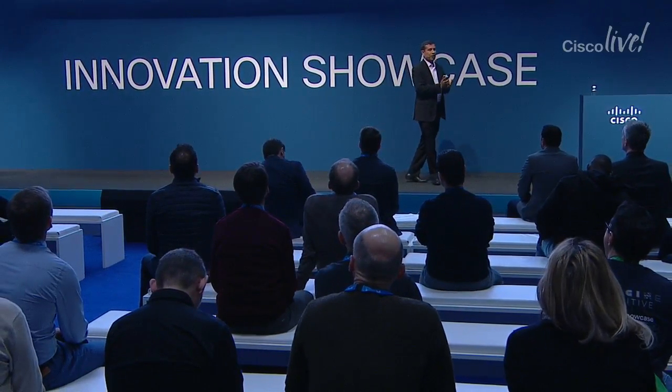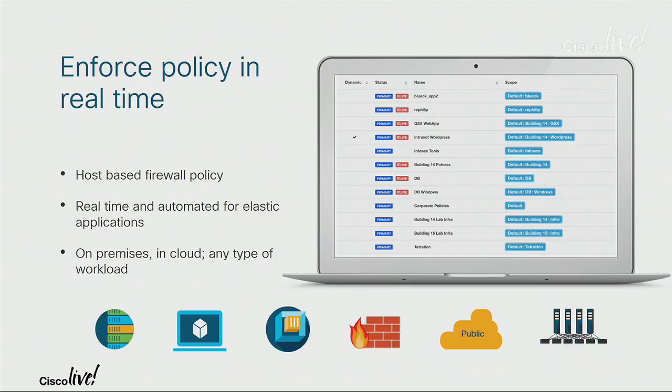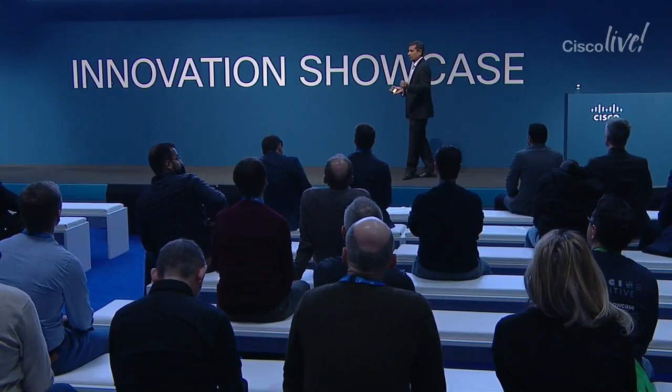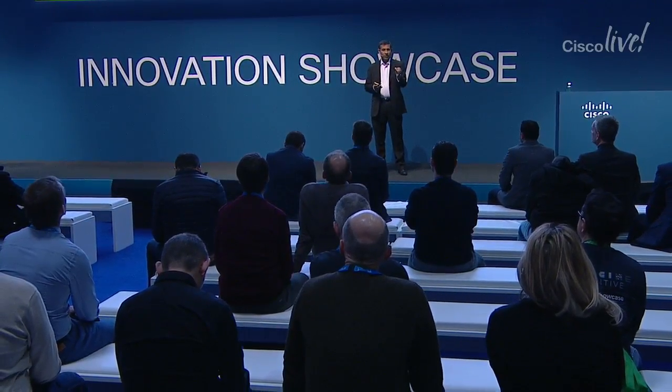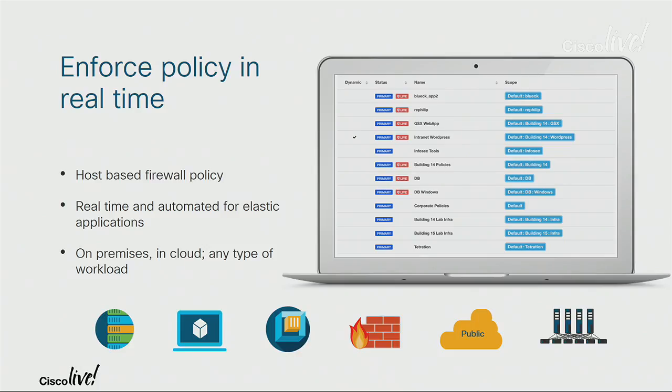Enforcing policy, as I talked about before, your applications are everywhere. Your policy needs to go where the applications are. Taking the policy and that perimeter boundary all the way to the workload is extremely critical. That's the only way you can truly scale. So Tetration does the enforcement of policy right on the workload. We do it across all types of workload, all the way from mainframes to containers, virtualized, bare metal, in cloud, on premises, doesn't really matter.